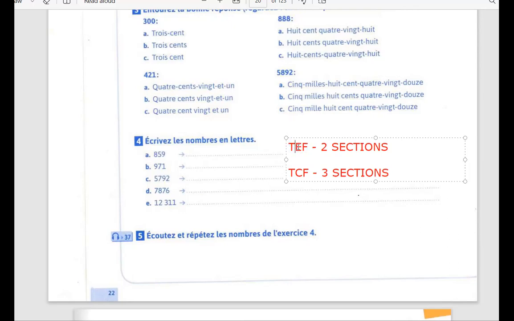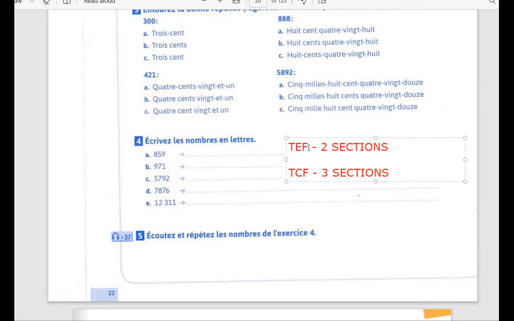In TEF also, the listening and reading comprehension material which I provide gets repeated in the exam. In TCF too, the material and references which I provide, there is a repetition of those questions in the exam. But again, we have to choose which one to take during your B1 learning. So just don't say that I have to write TEF.